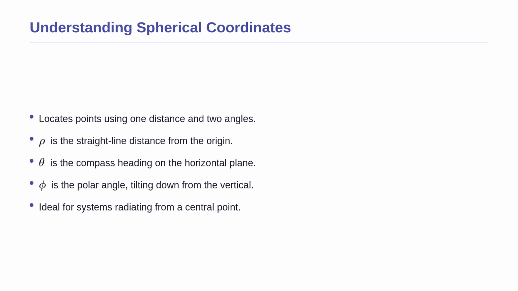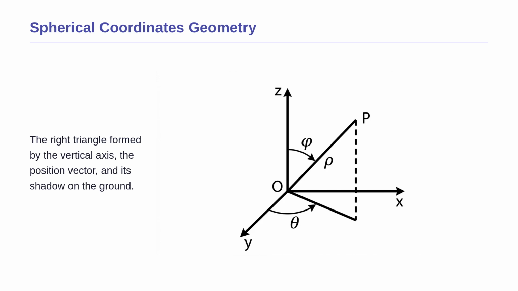This is the essence of spherical coordinates. It is a system based entirely on one distance and two angles. Why does this matter? Because it is perfectly suited for anything radiating outward from a single central point, like light from a bulb, gravity from a planet, or sound from an explosion. Let us visualize exactly what we just described.